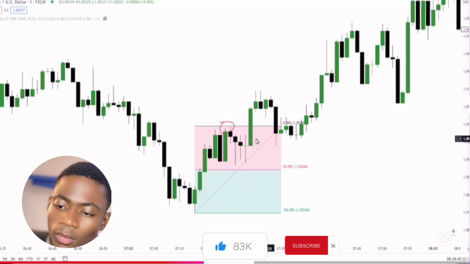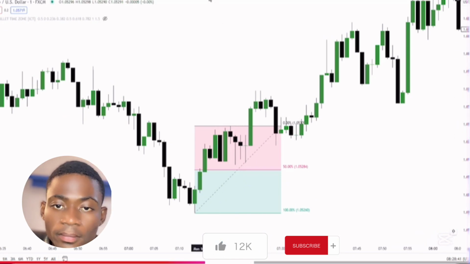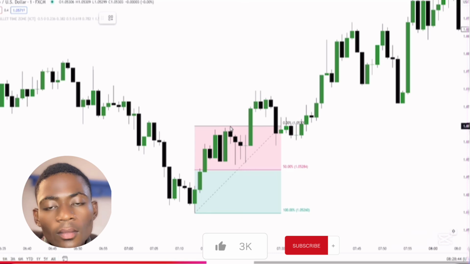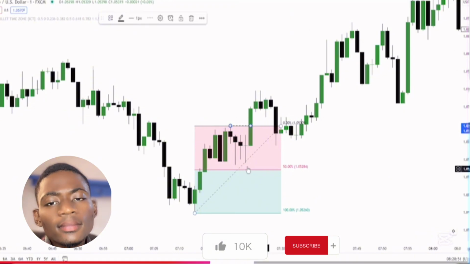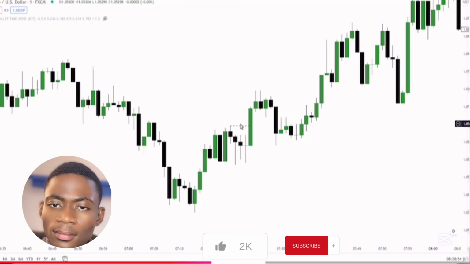And then if we are counting a break of structure, we will consider this place as a break of structure. It doesn't matter whether price came back to discount or it didn't come back to the discount area. All right. So this is a break of structure.